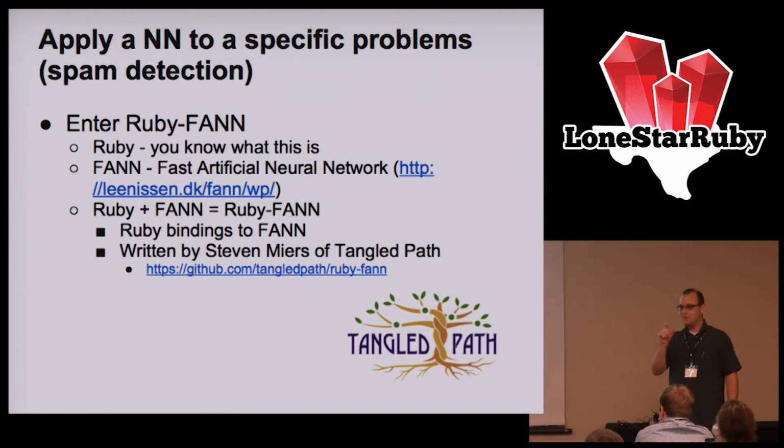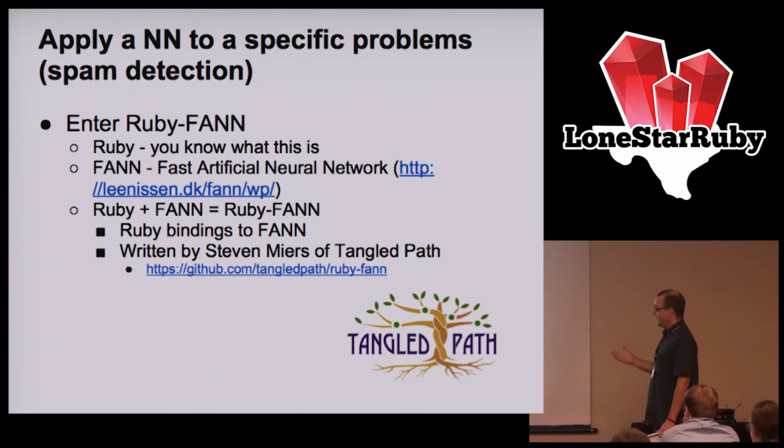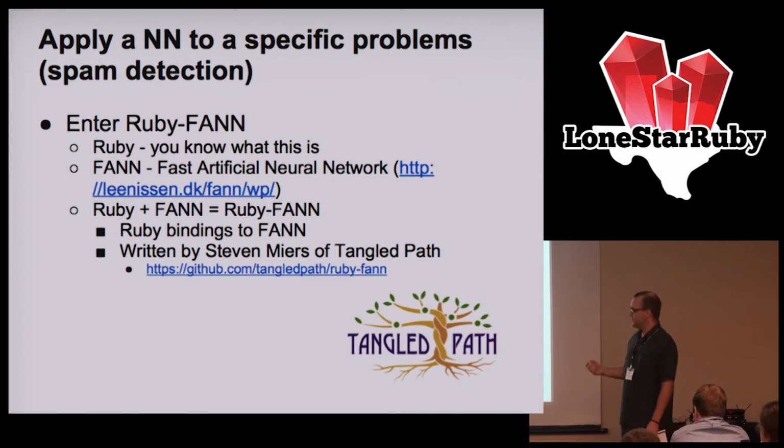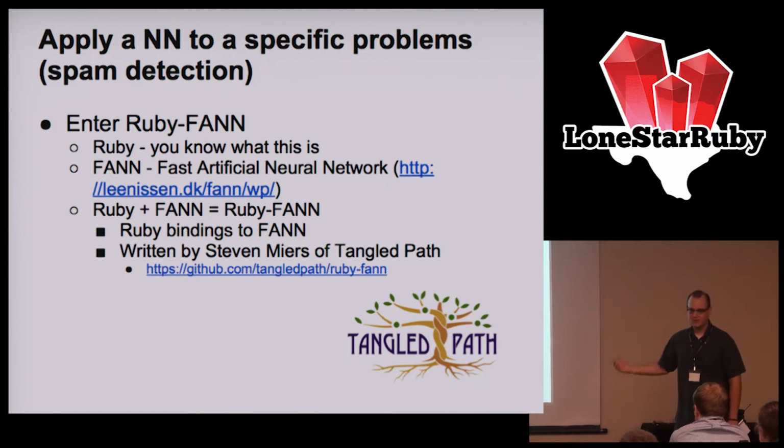And RubyFANN is two things. Ruby, you should already know what that is, or else I don't know what you're doing here, especially on a Saturday. FANN is Fast Artificial Neural Network. It's a C library. That's its link. You can go check it out. It's great. RubyFANN then is Ruby bindings into that. That was written by a guy named Stephen Myers. He runs Tangled Path now here in town. He's a good guy, a friend of mine.